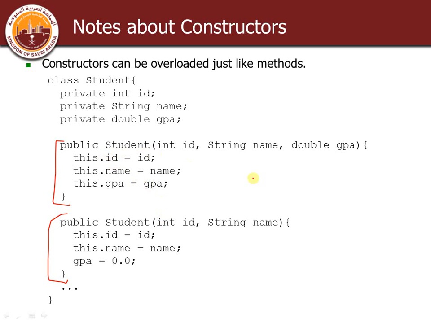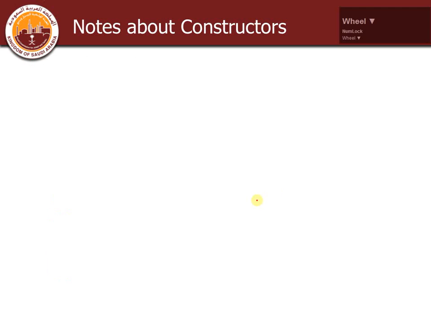But the constructor is the first method that is called when you declare, initialize and instantiate your object from the class.